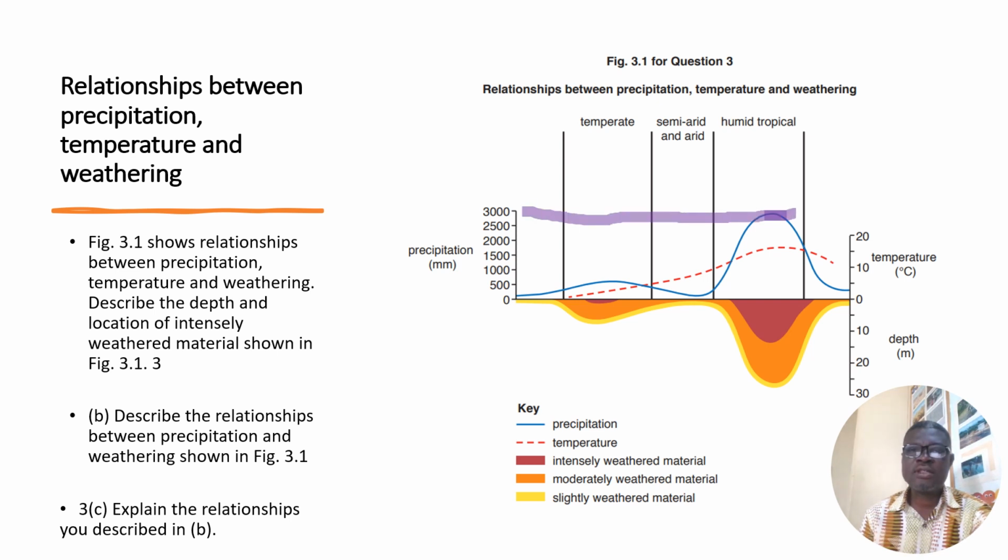Yes. 2,000 meters. Okay. You said 20 something? Okay, so the higher the precipitation, as you are saying, so there's a positive relationship. The higher the precipitation, the deeper the weathering goes.